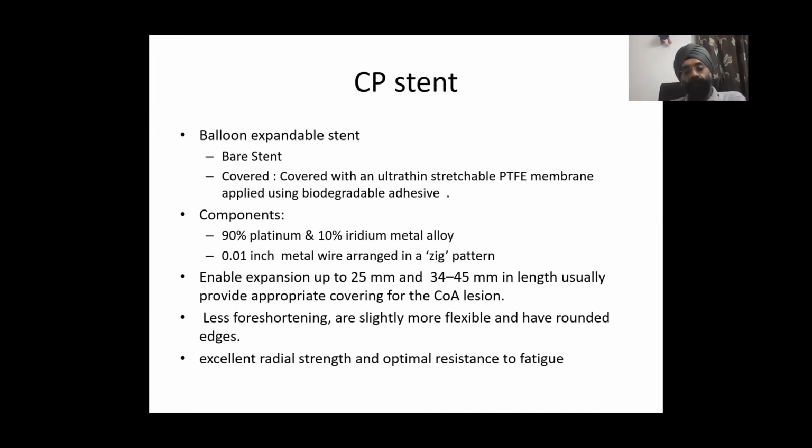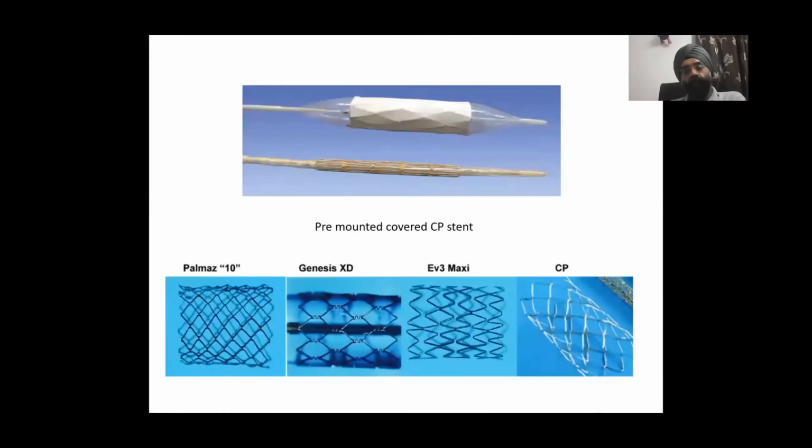Available in lengths of 34 to 45 millimeters, thus providing adequate covering for the coarctation. It foreshortens less, is slightly more flexible, and has rounded edges. It provides excellent radial strength and optimal resistance support. It is available both as an unmounted and pre-mounted stent, and both in bare and covered forms.